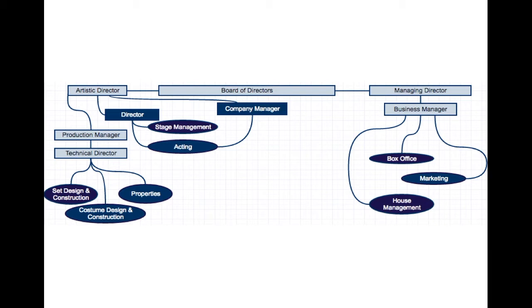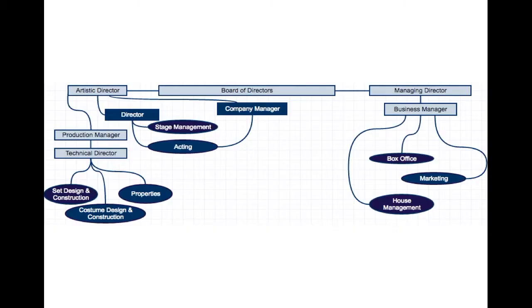Reporting to them are two separate people: the artistic director, who handles all the artistic things, the things you see on stage, and the managing director, who handles what you'll see when you buy tickets and when you are in the theater itself. So they handle things like that.